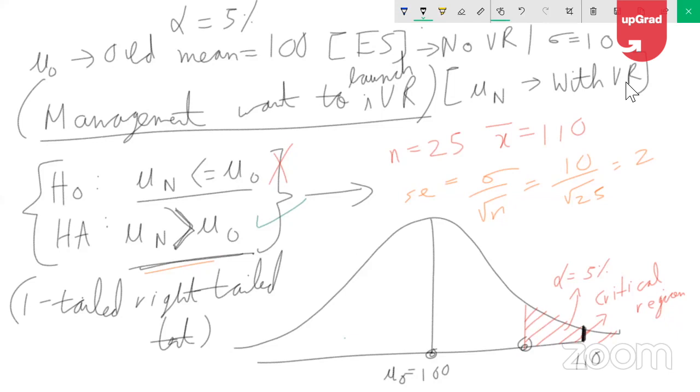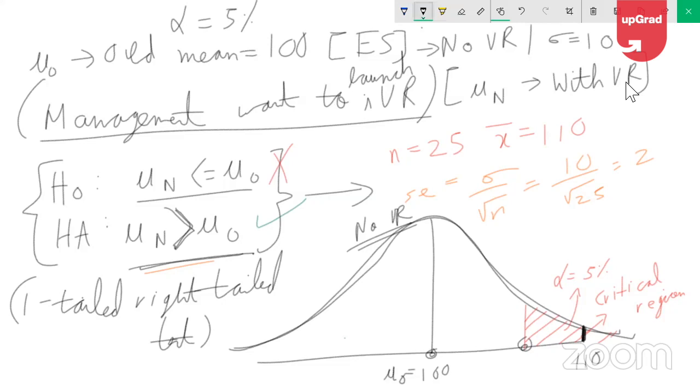So whatever distribution you're seeing here right now, this is the no VR distribution. This is the distribution where nobody is wearing VR. This is what we already know. It is centered around 100. Now, whatever you observed in your sample, you observed the sample mean is 110.